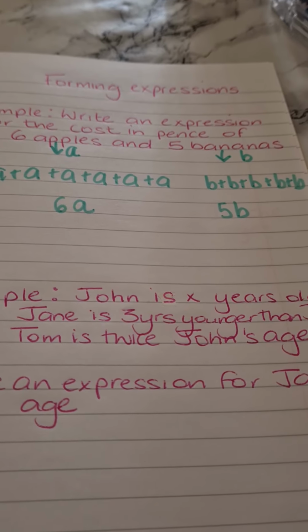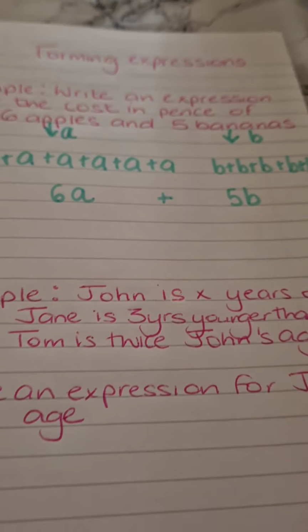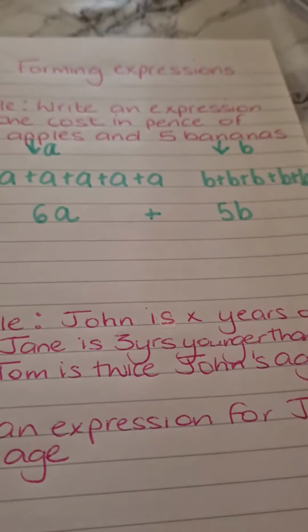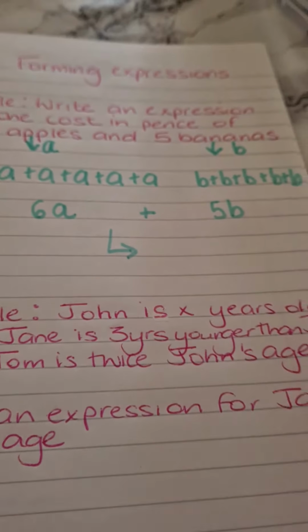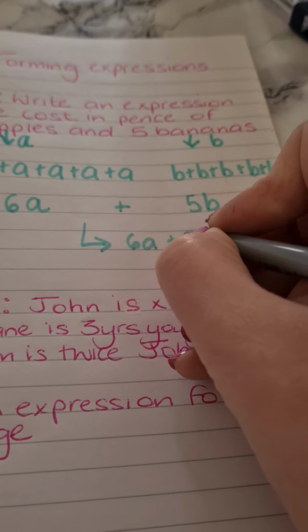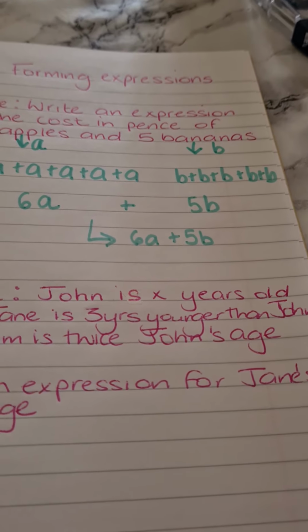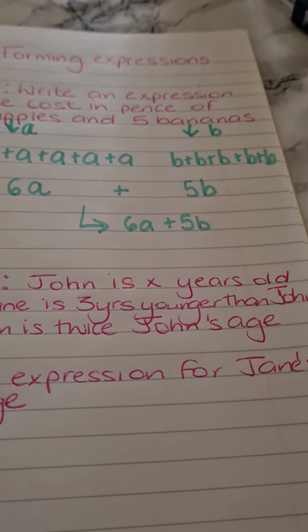Now when you're working out the total cost of something, you're adding the prices together. So we simply put an add sign in between those. So your final answer will be 6A plus 5B. Now we don't join those together because we know apples and bananas are different. We don't join together letters that are different.